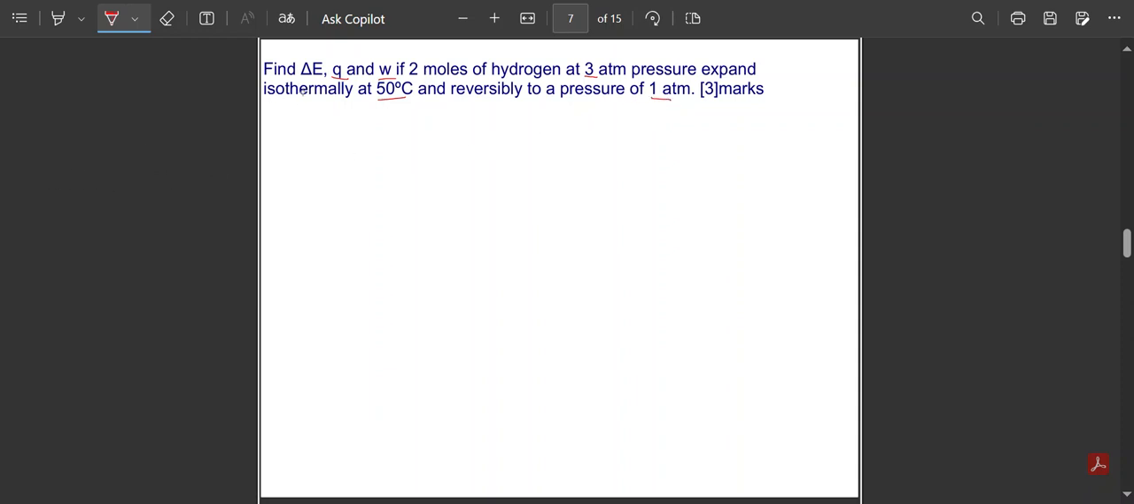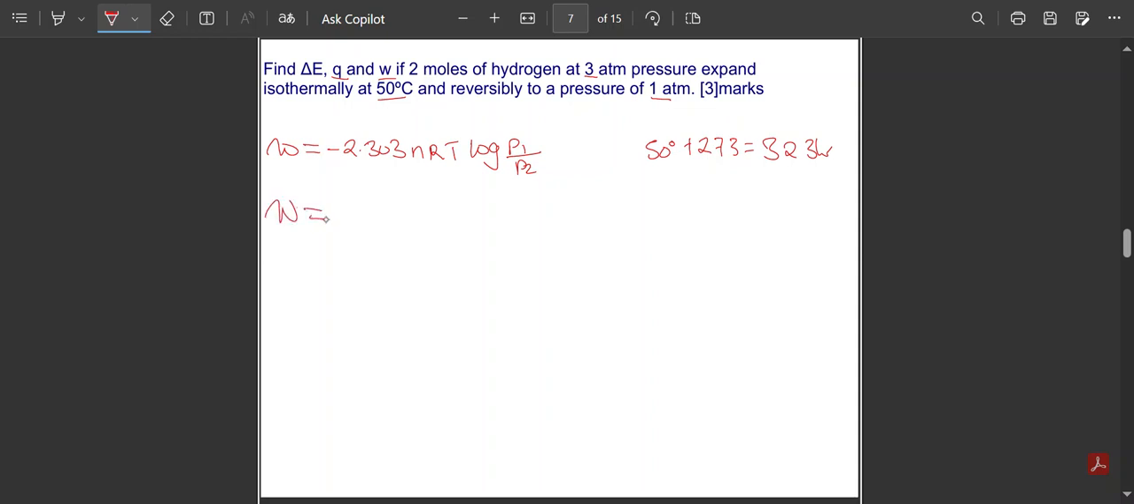The process is isothermal, meaning that we use the formula to calculate work: work is equal to negative 2.303 nRT log P1 over P2. Then it's just a matter of substituting. By the way, we need to convert this 50 to Kelvin, so we add 273. 50 plus 273 is 323. So this is 323 Kelvin, and that's the value we are putting there.